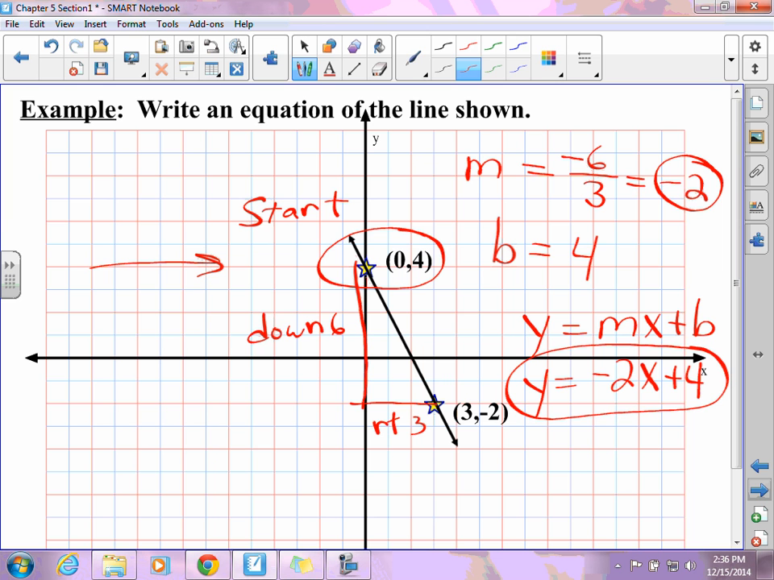Essentially, it's a lot easier when they give you a graph, because all you need to do is count for your slope, find your y-intercept where it crosses the y-axis, and you're good to go. Plug it in the equation.